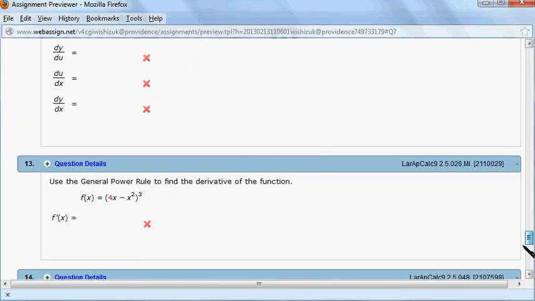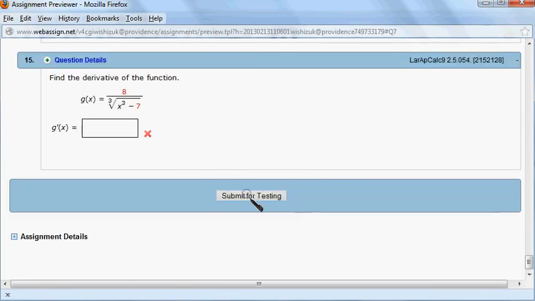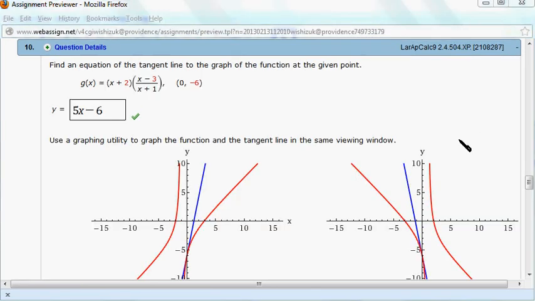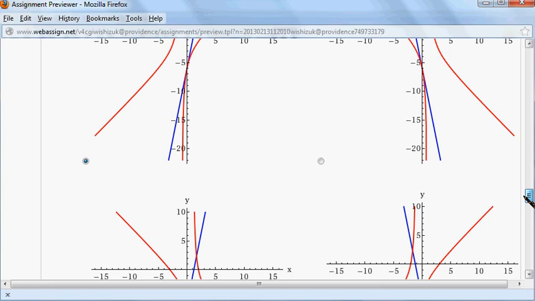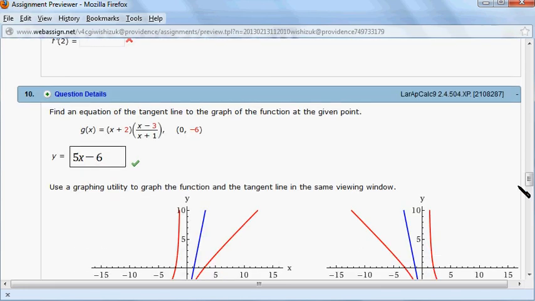All right, let's check the answer. It came back. We got the right equation for the tangent line, and the graph is also correct. That's it. I hope that this was clear.